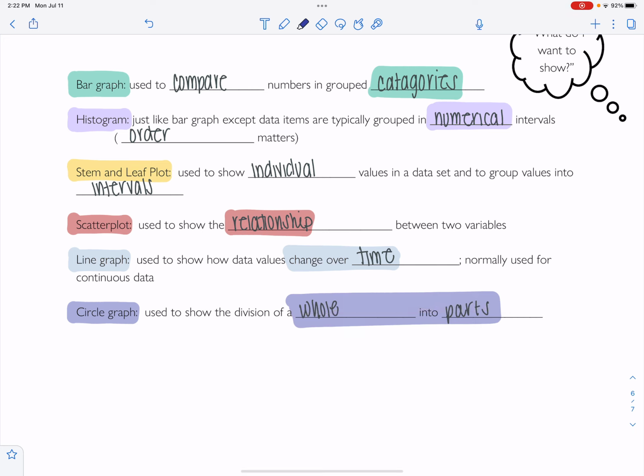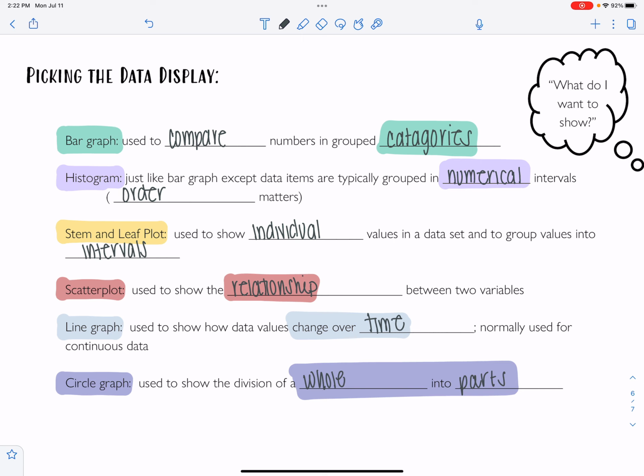So how things break down in the whole 100% down into parts. Typically, our circle graphs will have percentages associated with it. Make sure you know these. You will definitely see this again in the very near future.